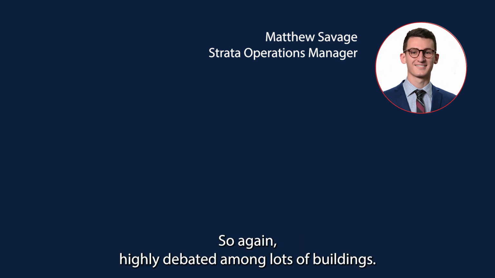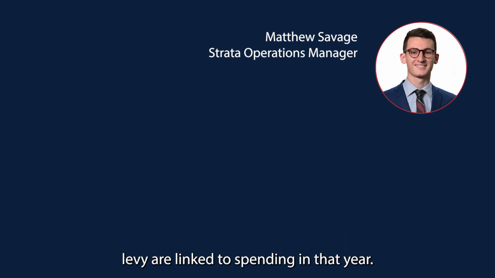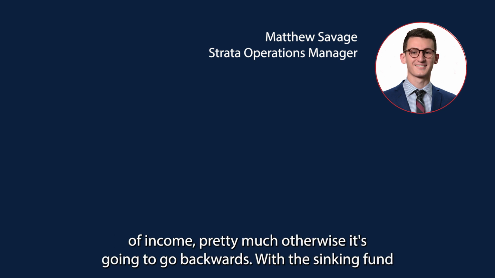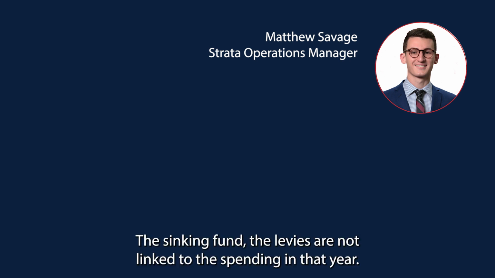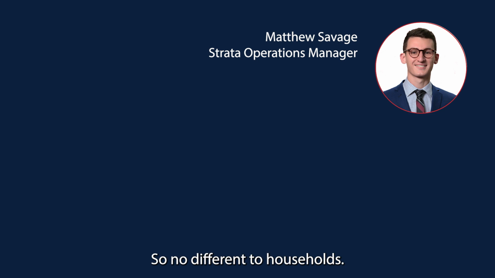Our sinking fund levy. So again, highly debated among lots of buildings. Importantly, the administrative fund levy and the insurance levy are linked to spending in that year. So whatever the body corporate's spending, it needs to bring in that same amount of income, pretty much. Otherwise, it's going to go backwards. The sinking fund levies are not linked to the spending in that year. So a sinking fund is a savings fund, and it's a long-term savings fund. So no different to households.